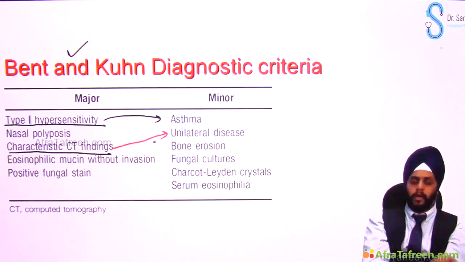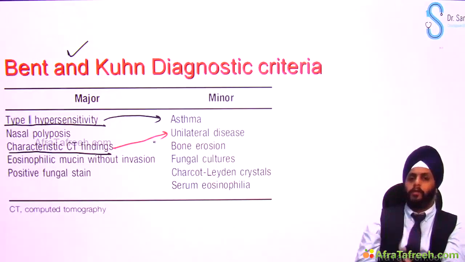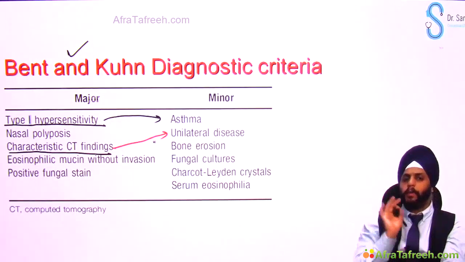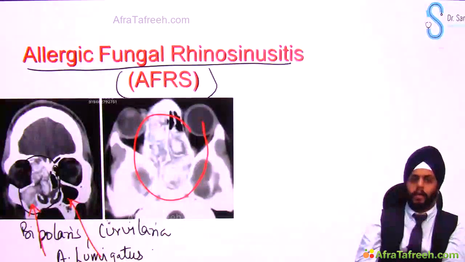Unilateral disease is a minor criteria. So this is the first characteristic CT scan finding. It is generally unilateral, but it can be bilateral. What else is there?